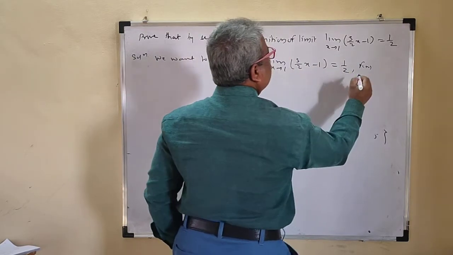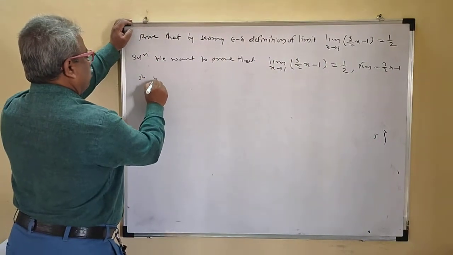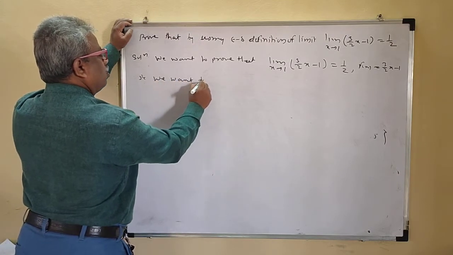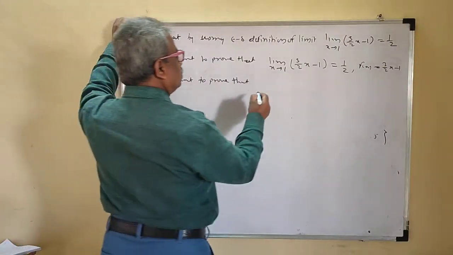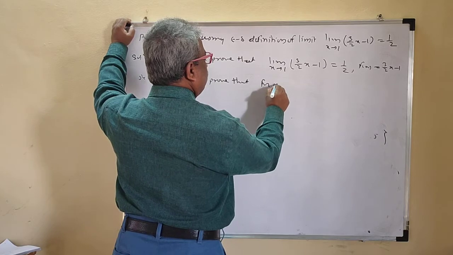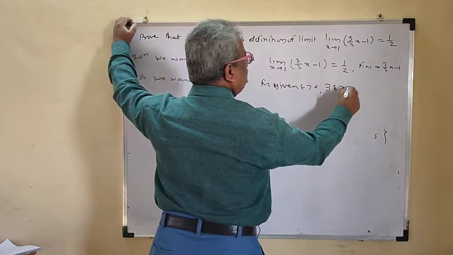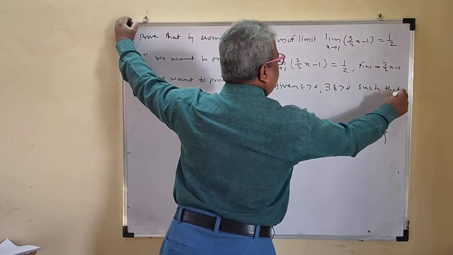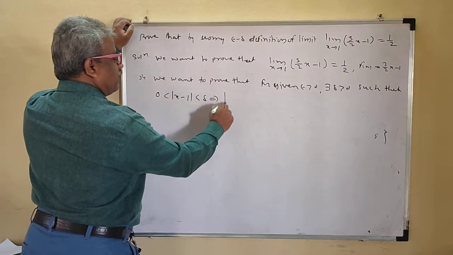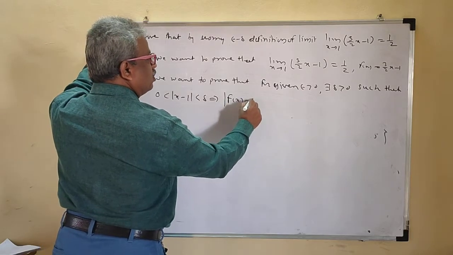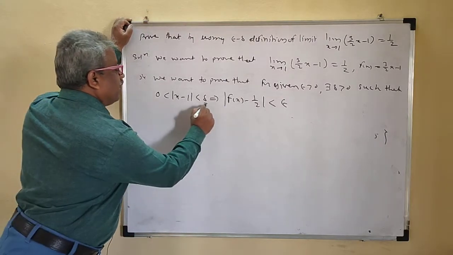So your f of x is what? (3/2)x minus 1. That is, we want to prove that for given epsilon greater than 0, there exists delta greater than 0. Up to this is common to all. Mod of x minus 1 less than delta implies that mod of f of x minus half is less than epsilon. This we have to prove. We have to prove that this delta exists.